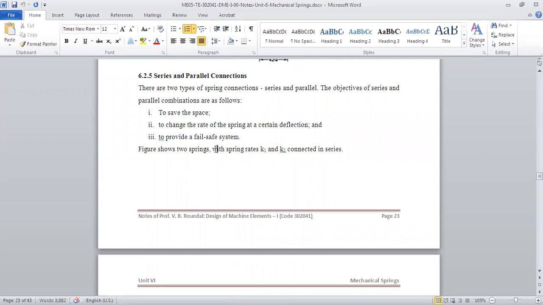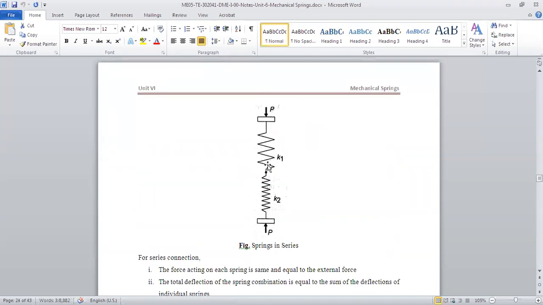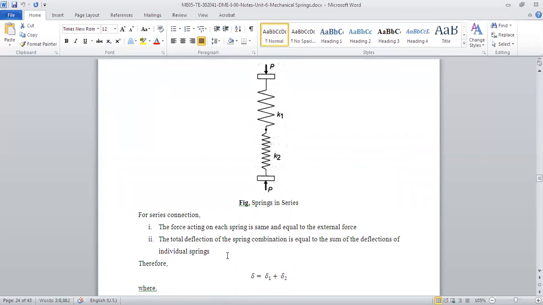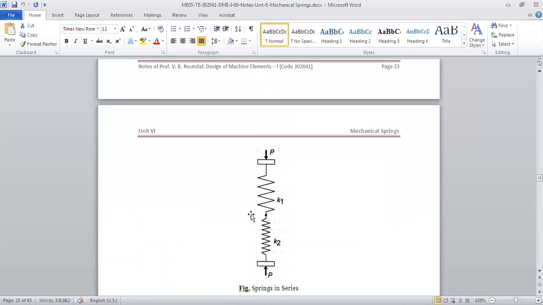So we'll see now, if we have two springs of stiffness K1 and K2, like the spring rates K1 and K2, how to find out the resultant stiffness. We'll see that in today's topic of the conceptual, and then we'll take a numerical from the design perspective. Now, first let's consider springs in series.